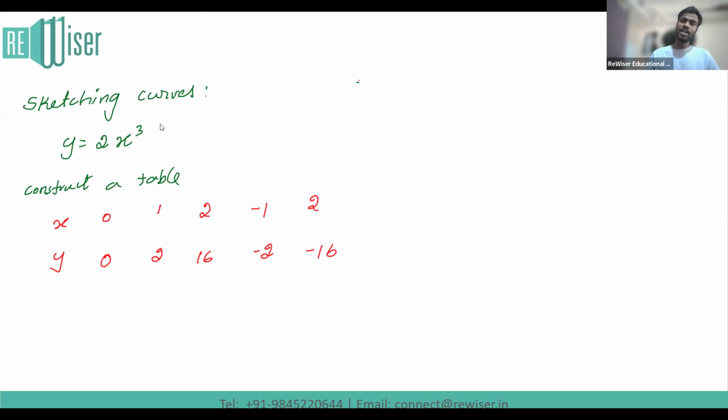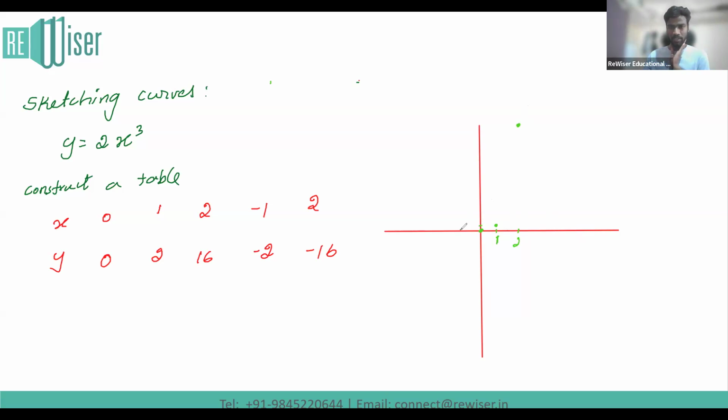Roughly, we have to plot all these points on the graph and draw a smooth curve. When x is 0, y is 0. When x is 1, y is 2. I'm going to take 1 unit to be something like this, and this is 2. Oh, this is 1. And when x is 2, it's 16. So 16 would be somewhere here.